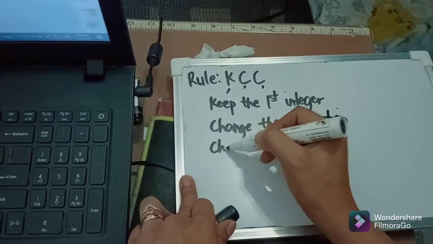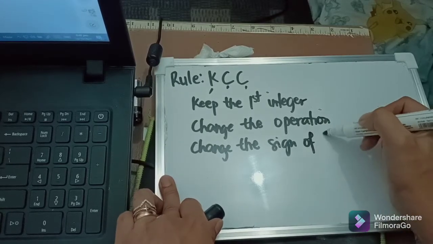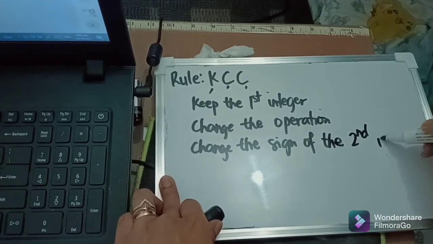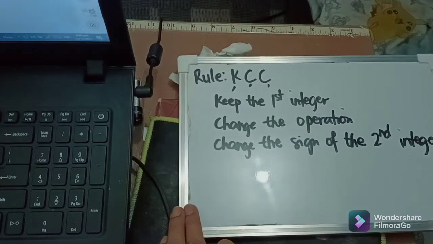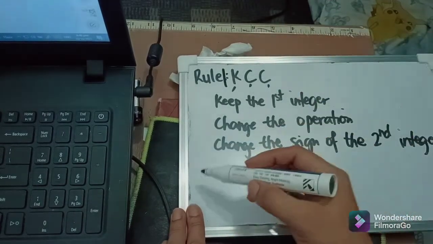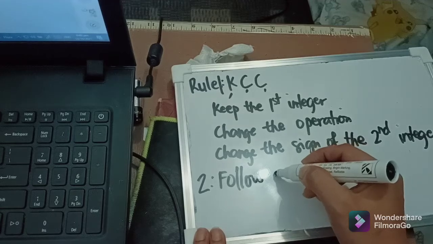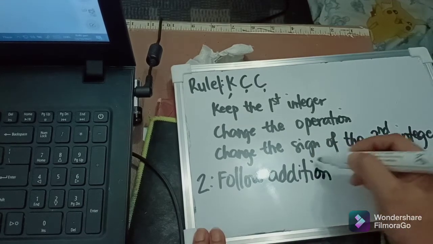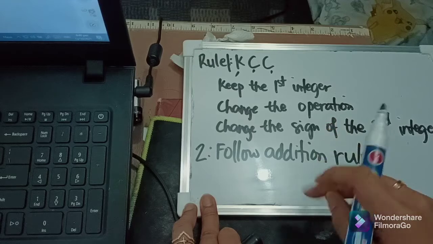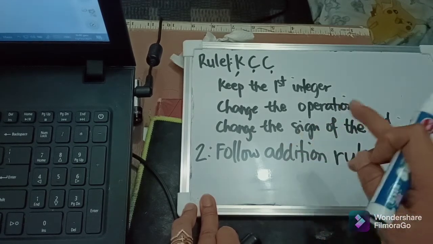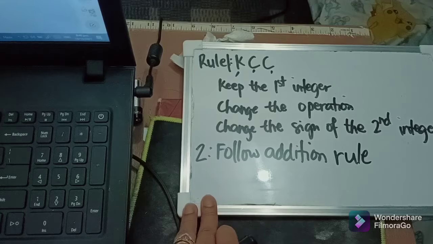Another C, change the sign of the second integer. Ito yung una. And then, ito yung number 1. And then number 2, follow addition rule. Ano nga yung addition rule? Kapag parehas yung sign, add and copy the sign. Kapag magkaiba yung sign, minus and copy the sign of the bigger number, bigger integer.